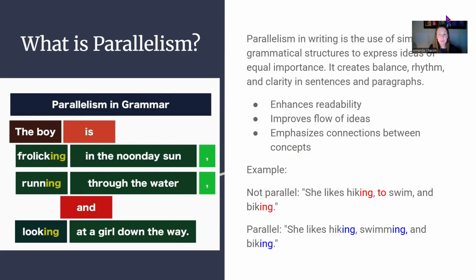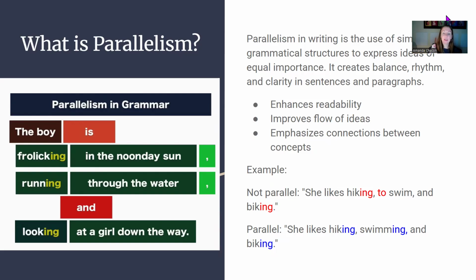So when we have parallelism, it enhances the readability, it improves your flow of ideas, and it emphasizes connections between the concepts. I like to say, if a sentence is not parallel, it's clunky and junky. And we want to make sure it's smooth, right? So if everything in that sentence is happening in the past tense, all the verbs in that sentence should be in the past tense, if it makes sense, right? Let me just give you some examples.